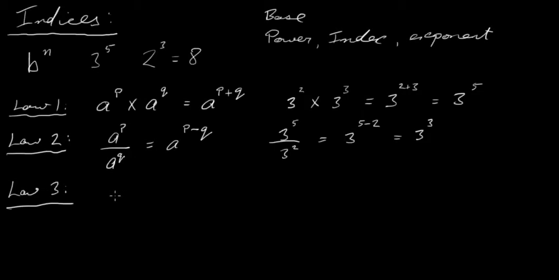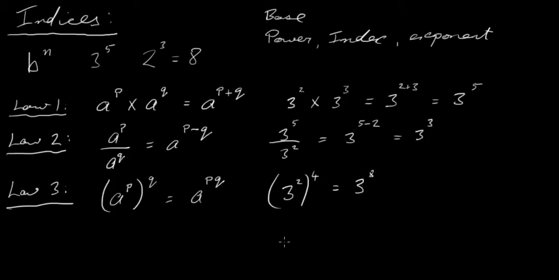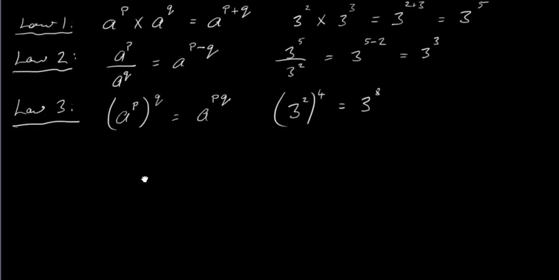Law number 3. This is if we have a situation where we've got a base to the power of p again, so we have a to the power of p, and we're going to raise this entire term to the power of q. So this is a power of a power, if you like. So this is a to the power of pq. In this case, you must multiply the two powers. So for example, if we have again 3 to the power of 2 all to the power of 4, this is simply 3 to the power of 2 times 4, which is 8. So 3 to the power of 8. Okay, so that's law number 3.